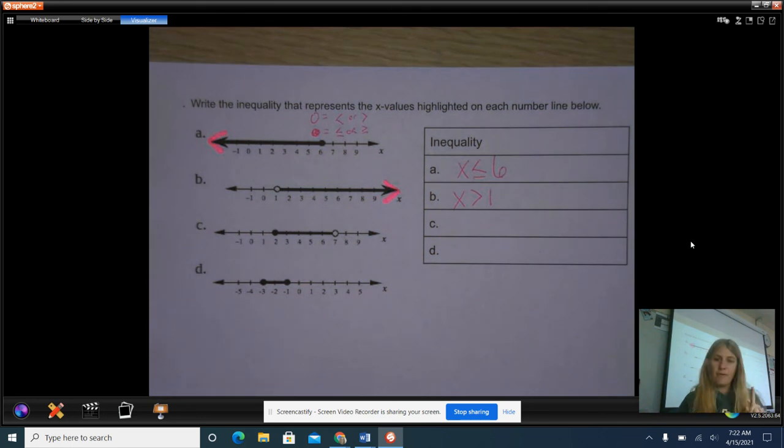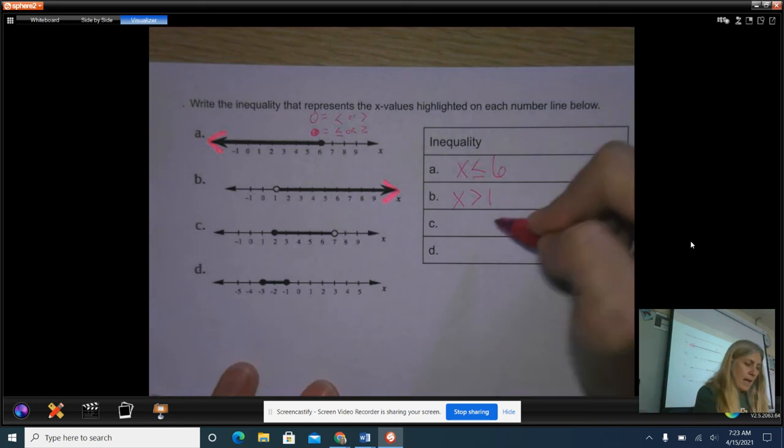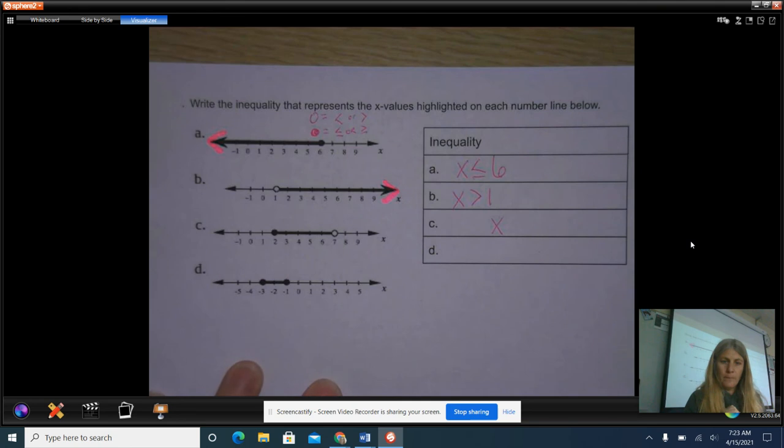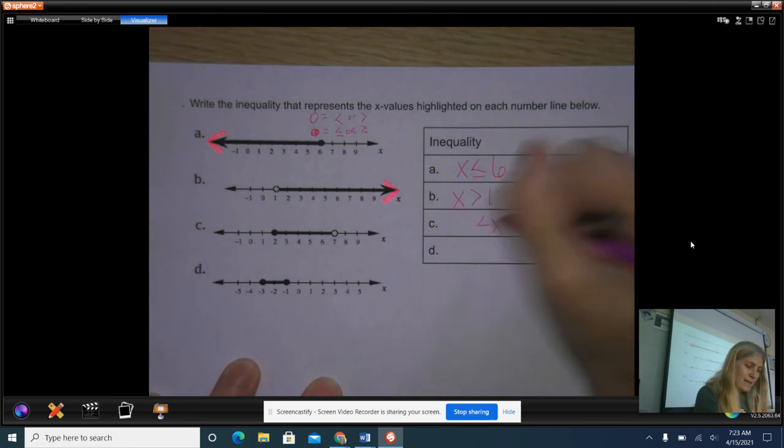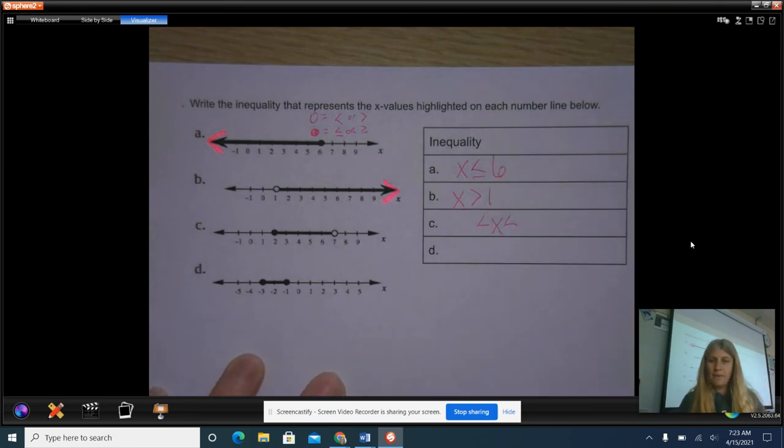Now, C is a little different because we don't have arrows going. We have all of the numbers between 2 and not including 7. So the way that we do this is we write our x in the middle, and then we put a less than, and it's always less than on either side.